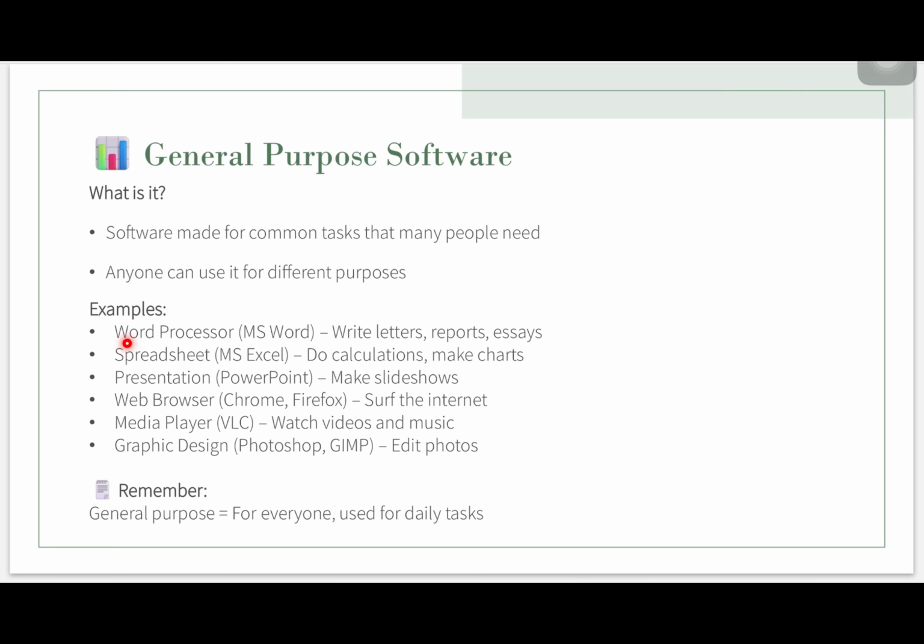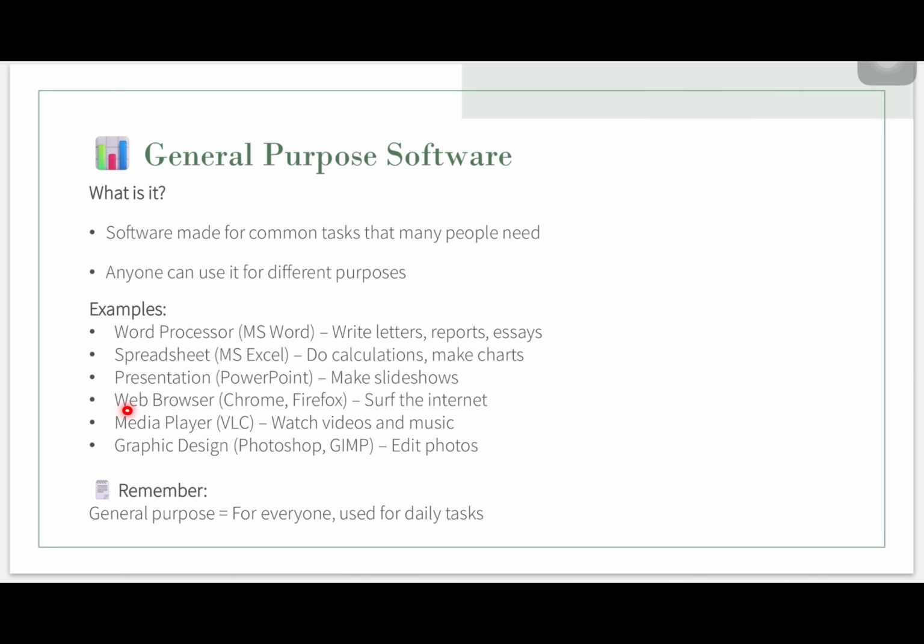Now see, examples are word processor, for example, MS Word. What does it do? Write letters, reports, essays. Means we can do writing work in the word processor app. Then second one, spreadsheet, MS Excel. What does it do? Do calculations, make charts. Correct. Then presentation. What is the example? MS PowerPoint, to make slide shows, right?